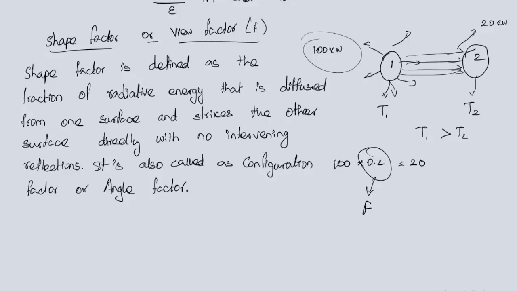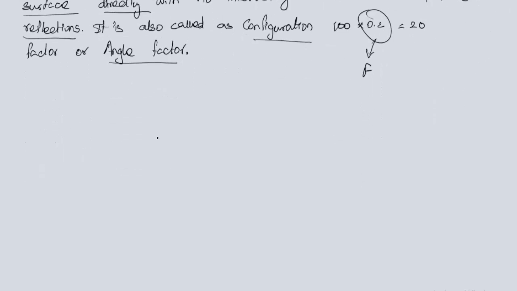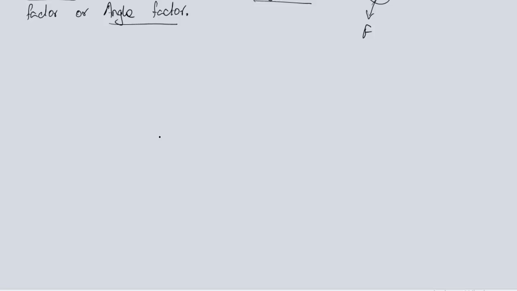Now the definition for the shape factor: it is defined as the fraction of radiative energy that is diffused from one surface and strikes the other surface directly without any intervening reflections, right? It is also called shape factor, view factor, configuration factor or angle factor. The concept of shape factor comes into play when there are two surfaces. Now we are going to see how the radiation heat exchange occurs between two gray bodies.